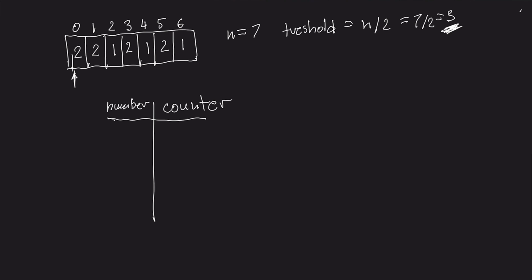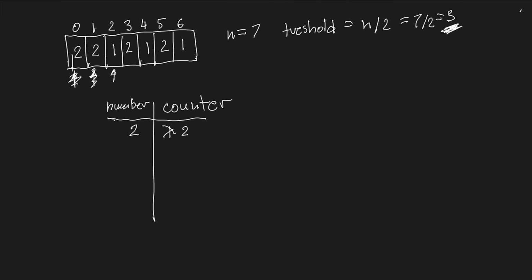We are at the first element in the array. The element is 2. 2 is not in the map, so we will add this to our hash map with the counter 1. Then we will move to the next element. It's again 2, so we will increment the counter, and the counter is now 2. We will move to the next element.